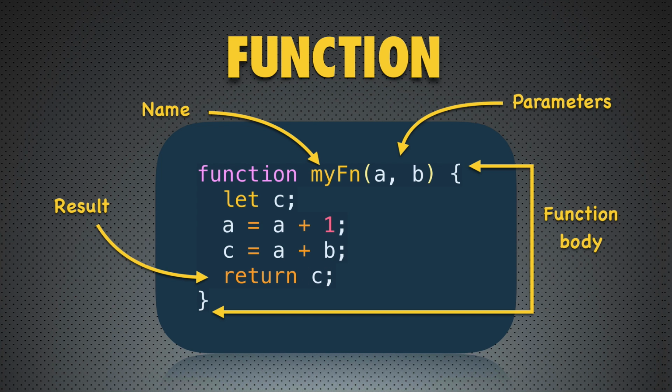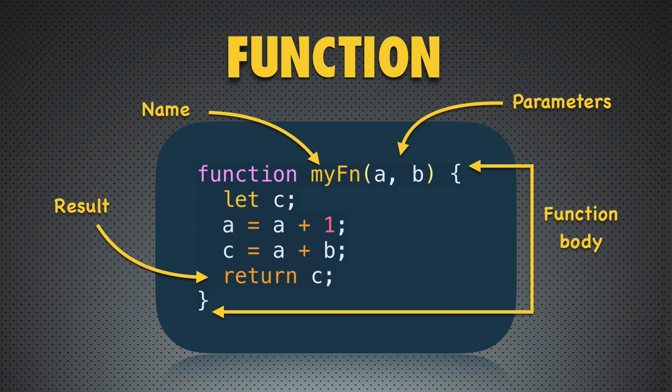But what is the job of this function in this example? This function, myFn, has two parameters, a and b. Inside of the function, we declare a variable called c, and we use the let keyword for that. After that, we increment the value of parameter a by 1, a equals a plus 1. Next, we assign to variable c the sum of a plus b. And remember that before this line, we have incremented the value of a by 1. And finally, we return c, that is the sum of a and b.